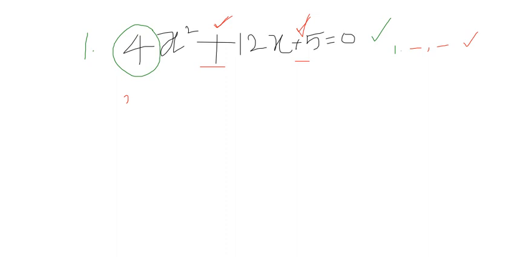Now what is point number 2? The x square coefficient is 4 and the constant term is 5. Multiply the x square coefficient into the constant term, that is 4 into 5. In the previous case we did 1 into 5, yes or no? Because in the previous case the x square coefficient was 1, that's why we multiplied 1 into 5. Now here 4 is there, that's why 4 into 5, that is 20.